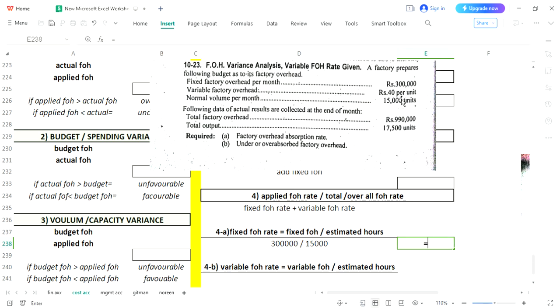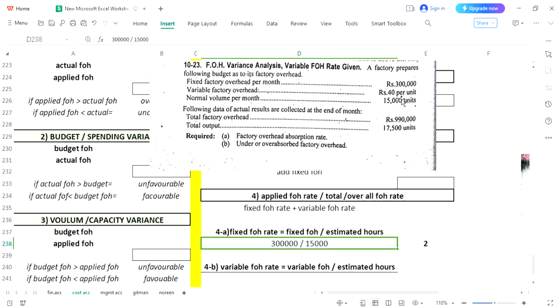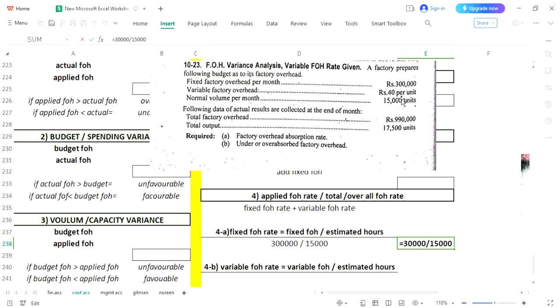Statement completed. It's time to put on calculator. 3 lakh would be divided by 15,000. This way you have calculated your fixed FH rate: 15,000, and 3 lakh was the amount. Let me check if it is 3 lakh. No, 30,000 is written. Let's put one more zero. So we have calculated fixed FH rate.